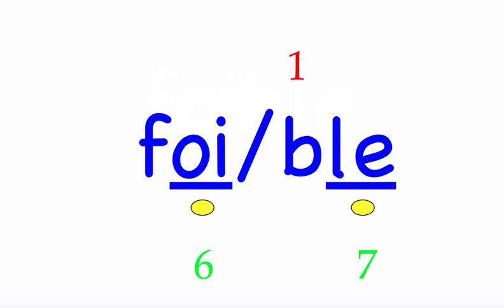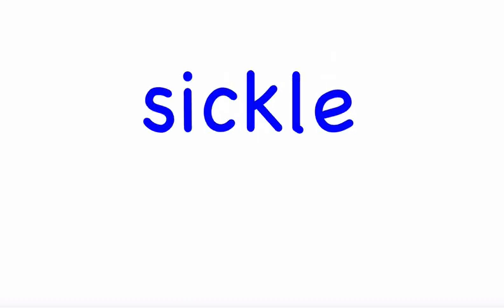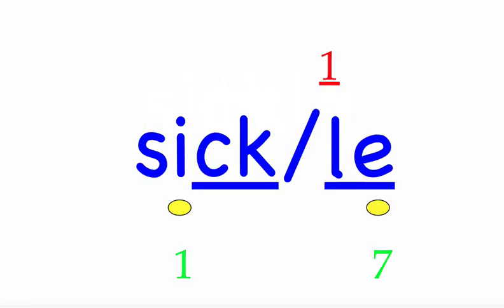Thimble. Place the thimble on the table. Thimble. Thim, three sounds. Th, i, m. Bull, two sounds. B, ul. Thimble. Sickle. Sickle cell anemia is a disease. Sickle. Sick, three sounds. S, i, k. Ul, one sound. Sickle. Mark the word.